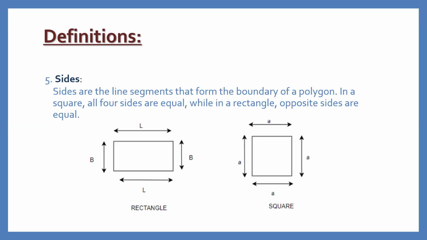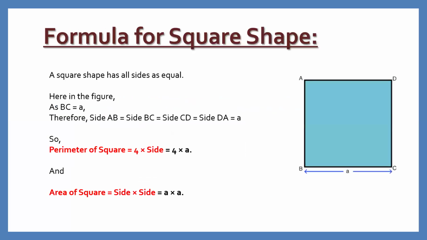Then comes the definition of side. Sides are the line segments that form the boundary of a polygon. In a square, all four sides are equal, while in a rectangle, opposite sides are equal. So make sure you know what sides are. Sides are the boundary of a given shape. Square and rectangle have four sides, where the square has all equal sides and the rectangle has opposite sides equal.